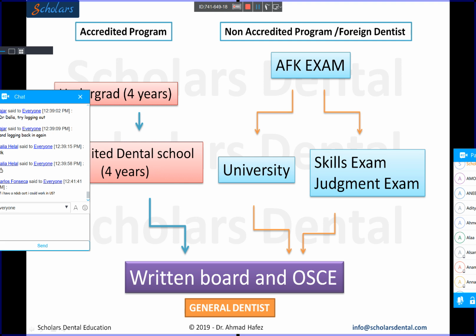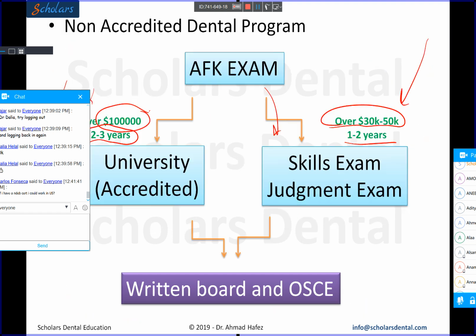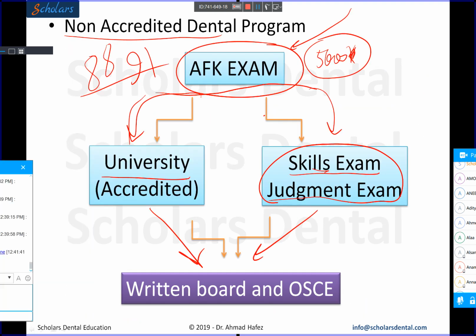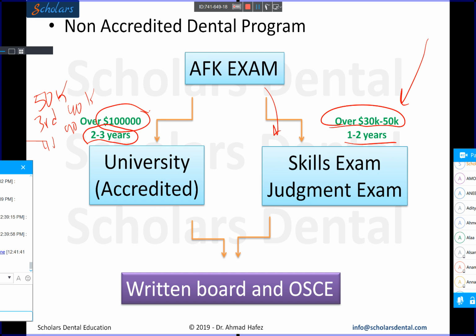So why, you might ask, would someone want to go this pathway if it's this difficult and it costs a lot more money, the university pathway? Well, there's one advantage for it. The advantage for the university is that you get a DDS degree from Canada, and this makes it easier for you in the USA and also easier for specialty. That's it.